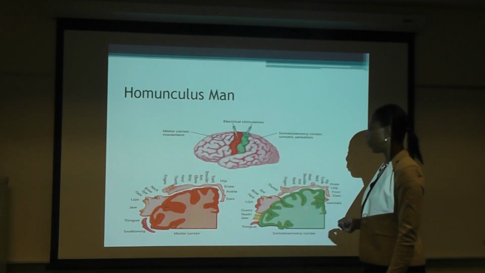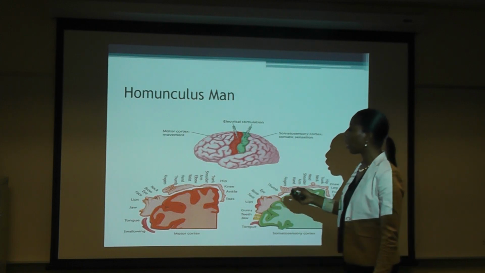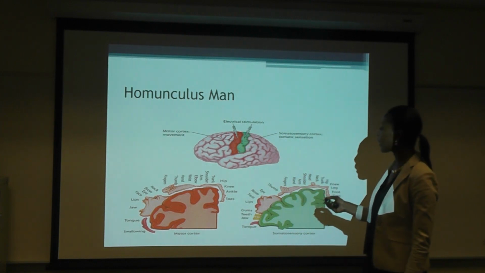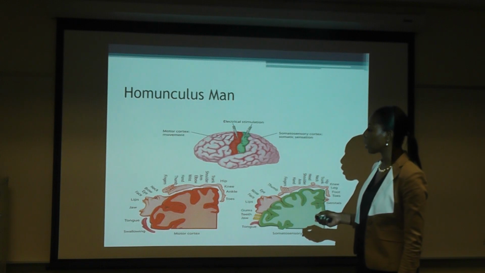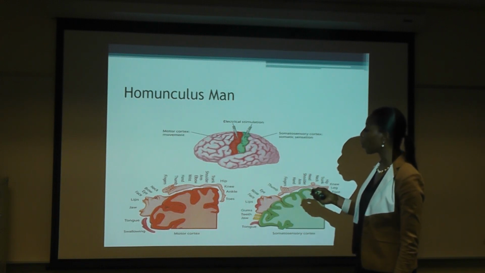Homunculus man, you all see this. Remember we talked about the motor cortex, being at the back of the frontal lobe, and the somatosensory cortex being at the front of the parietal lobe? If you look here, this is a homunculus man that corresponds with the motor cortex.